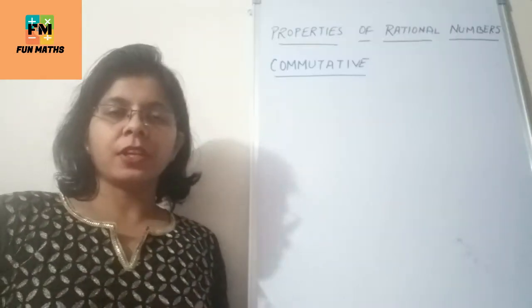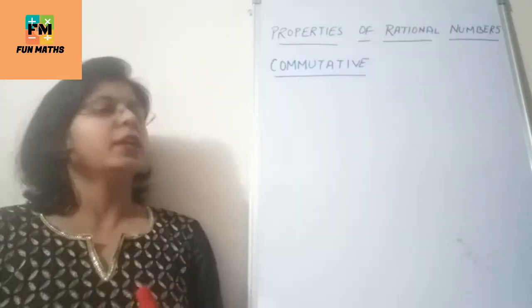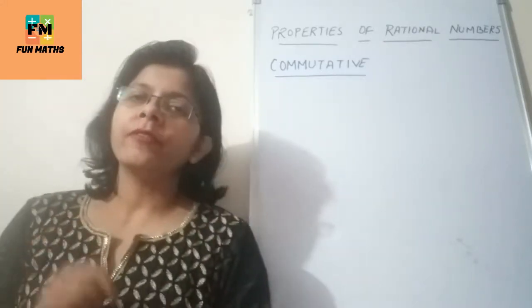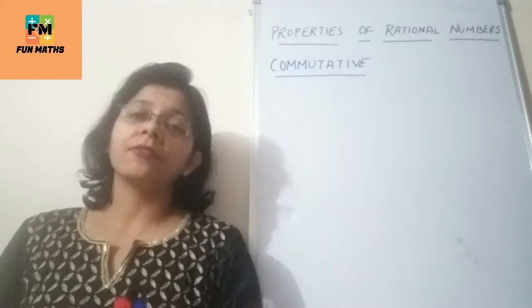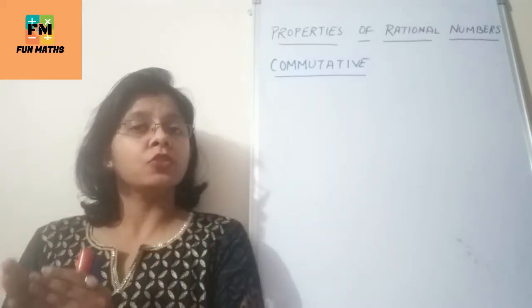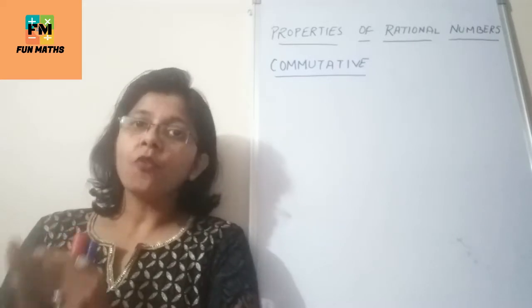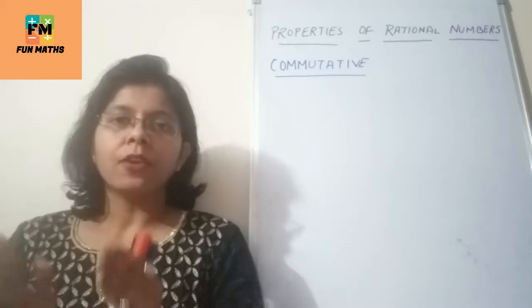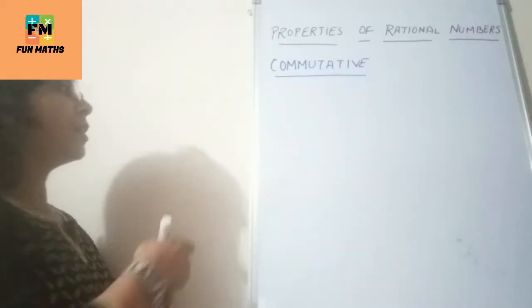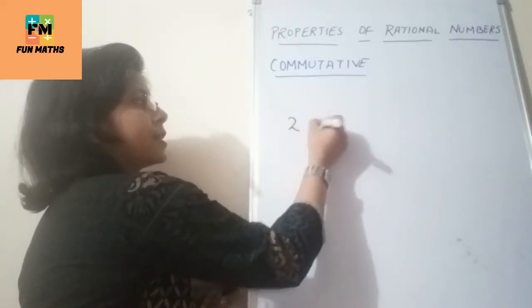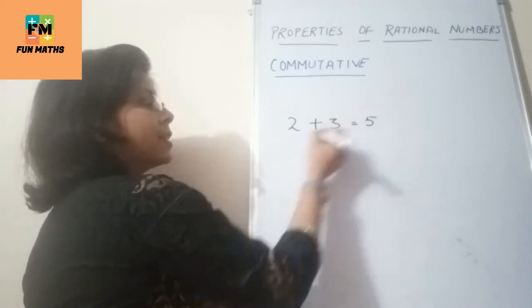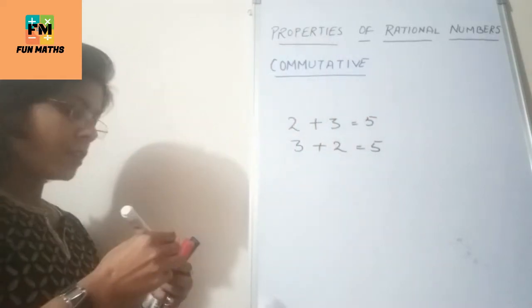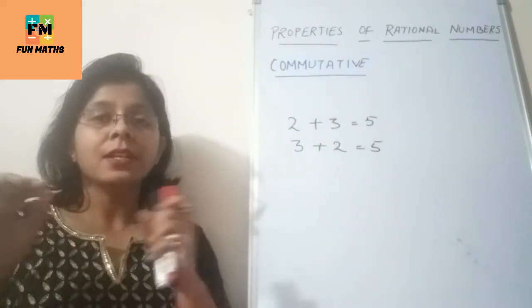The next property of rational numbers is the commutative property. What is a commutative property? Very simple. When we were kids, what did we learn? We learned 2 plus 3 is equal to 5, right? Now what is 3 plus 2? 3 plus 2 again is equal to 5. So we have seen that 2 plus 3 is 5, and in the same way, when I write 3 plus 2, it is also 5. This we learned when we were small kids.